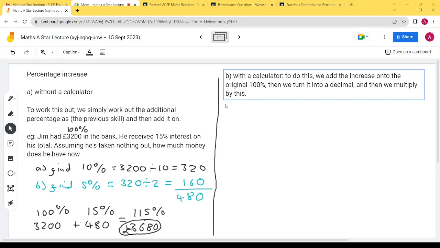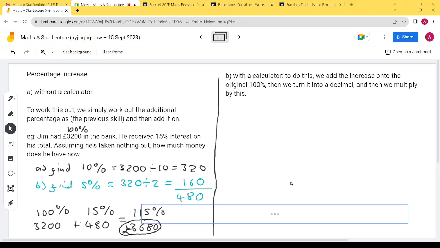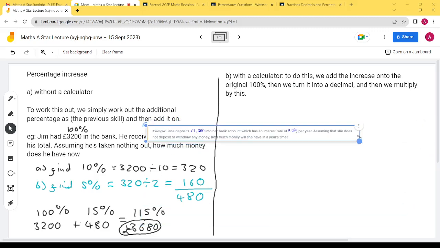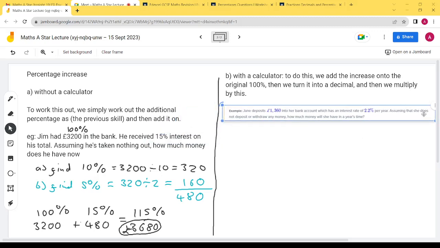So here is an example of a question. It's got a bit long, but we'll sneak it in. Jane deposits £1,360 into her bank, which has an interest rate of 2.2% per year. Assuming that she does not deposit or withdraw any money, how much money will she have in a year's time?